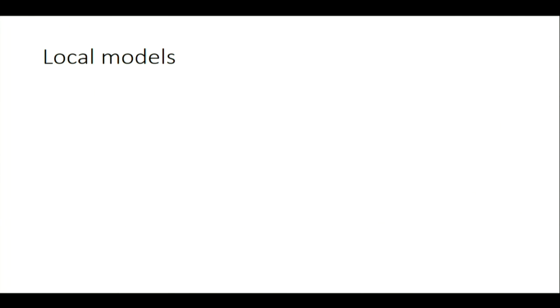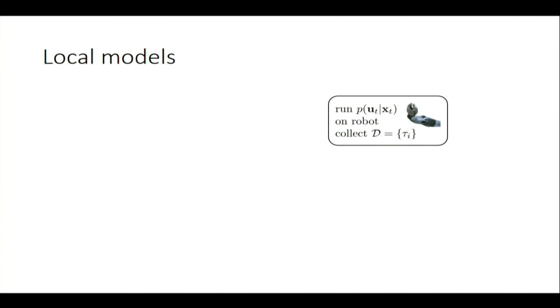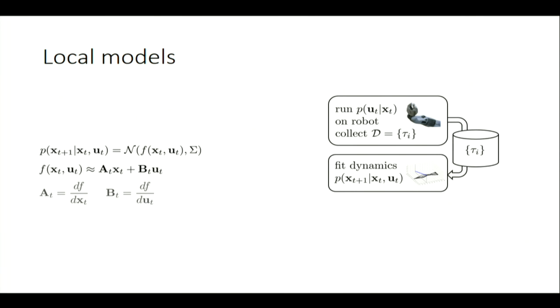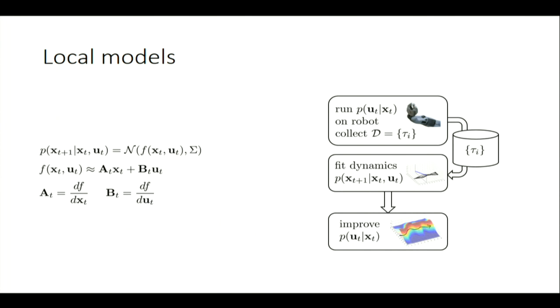All right. So just to summarize this algorithm with local models again, you run your controller p of u given x, which is going to be this linear Gaussian controller, collect your trajectories, fit the dynamics at every time step, fit linear dynamics at every time step. Those are going to be your approximate derivatives. Feed those approximate derivatives into LQR, get an updated trajectory, and then run it again.